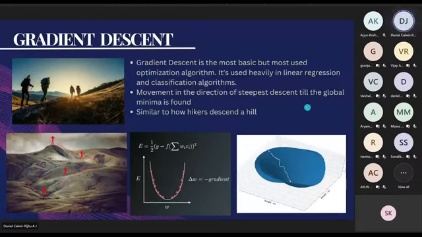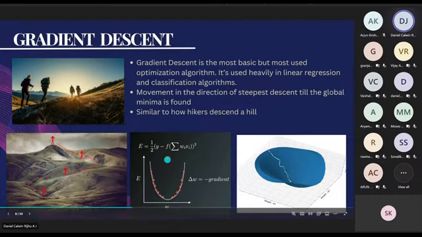So let's get on with gradient descent first of all. Gradient descent is one of the most basic and one of the most used optimization algorithms. It's heavily used in linear regression and classification algorithms. So what is the basic idea behind gradient descent? Here in gradient descent, the movement is going to be in the direction of the steepest descent till the global minima is found. So what does it mean? If you would have noticed the climbers climbing down a hill, they would always take the path which is the steepest. So why are we doing so?